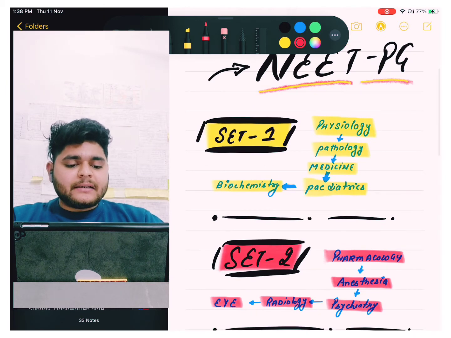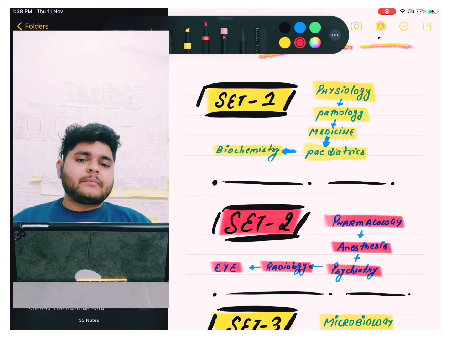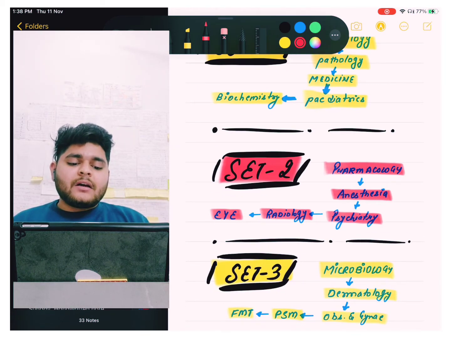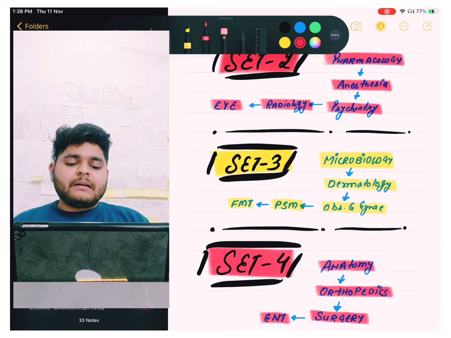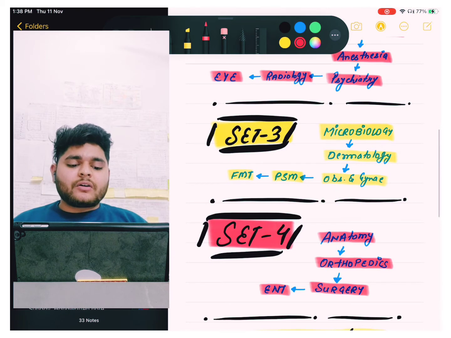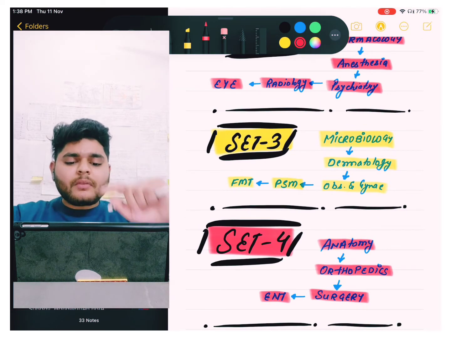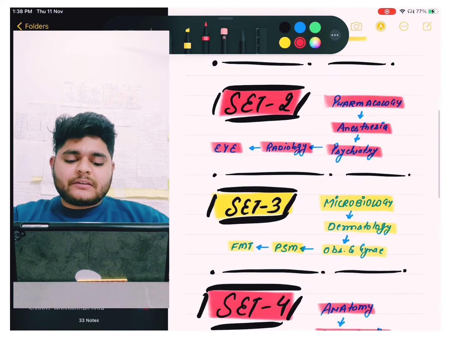मैंने अपने लिए भी बनाए थे and आपके लिए भी बना रहा हूँ, okay. So physiology, pathology, medicine, pediatrics and biochemistry in set 1, pharmacology, anesthesia, psychiatry, radiology and eye in set 2, microbiology, dermatology, obs-gyne, PSM and FMT in set 3, and anatomy, orthopedics, surgery and ENT in set 4. Now can you jumble this set, like set 1 after set 3 or set 4?